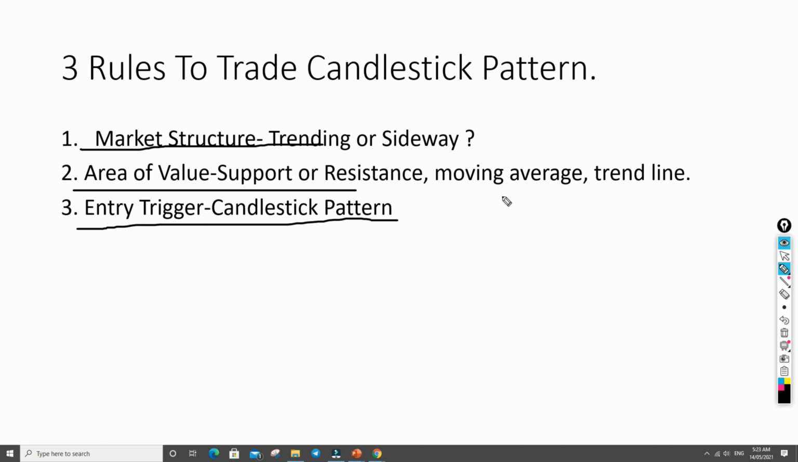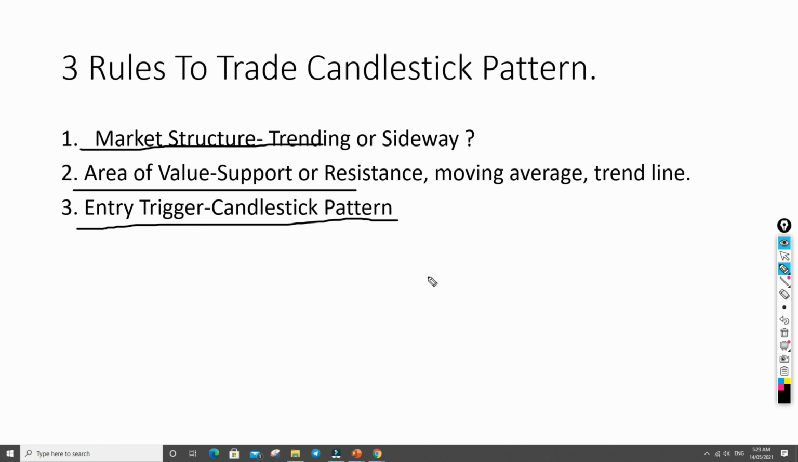After you find the area of value, now comes the entry trigger or candlestick pattern. You need to find a candlestick pattern in that area of value, either a pin bar, a shooting star, a bullish engulfer, or whatever, morning star, evening star. And when you see this pattern in the area of value based on the market structure, then you can decide your trade, whether you will go long or short.